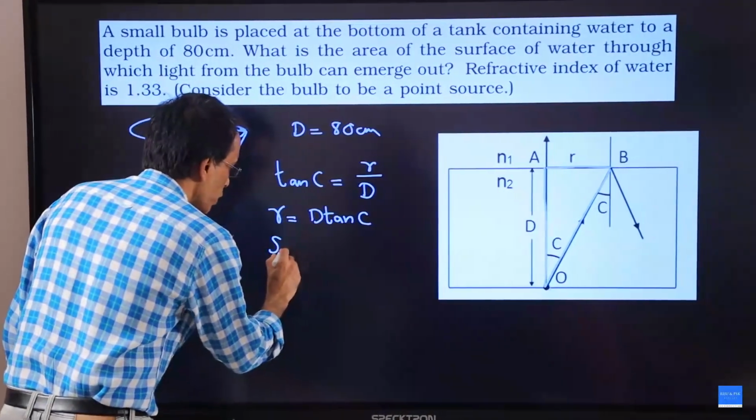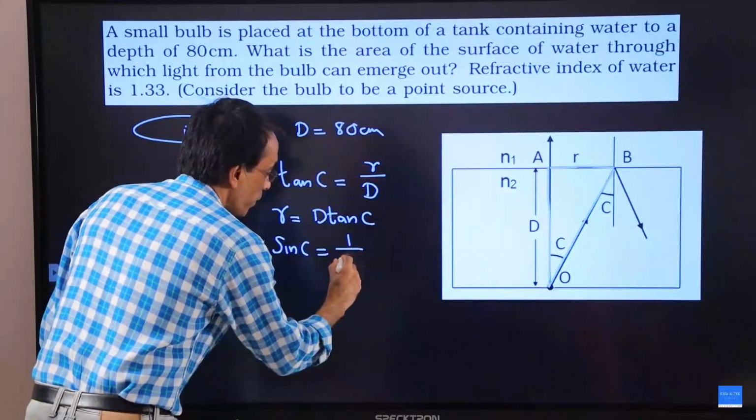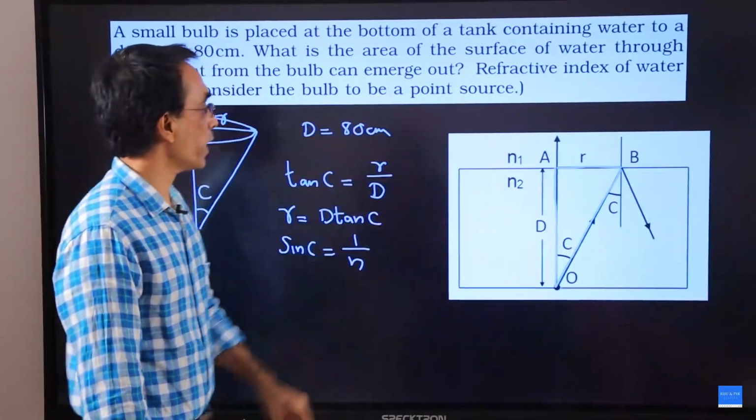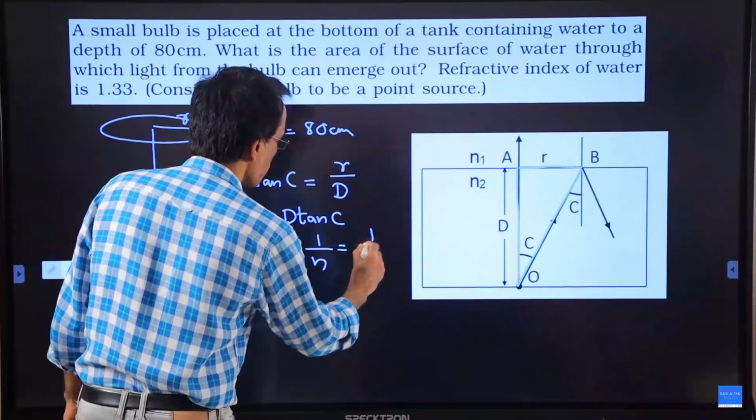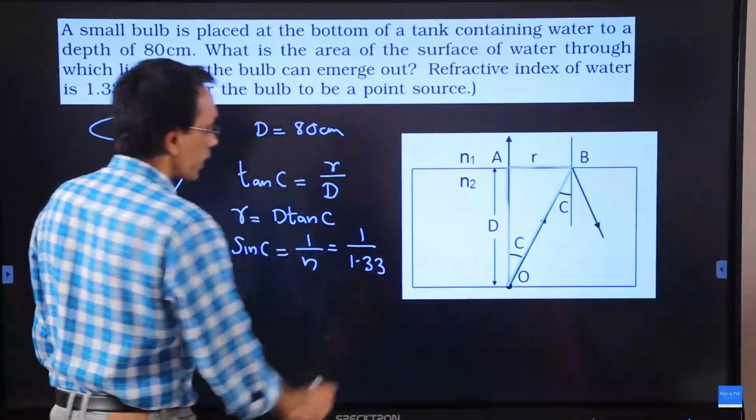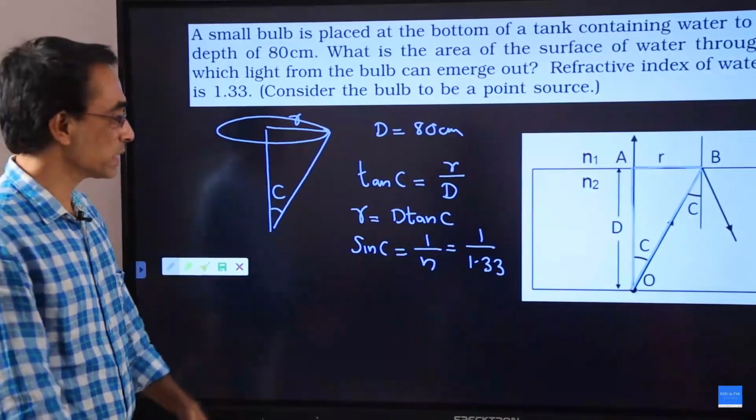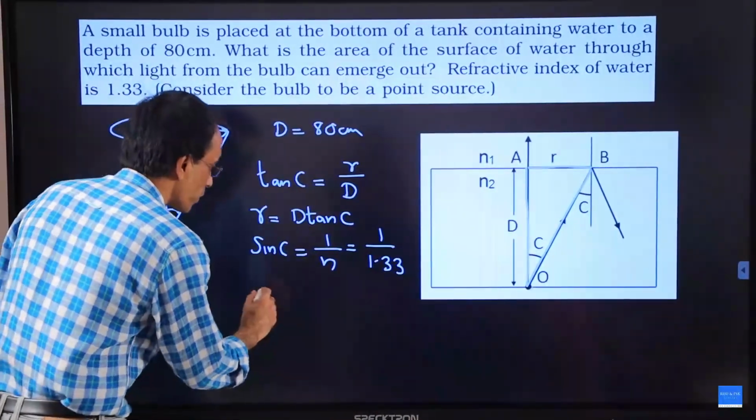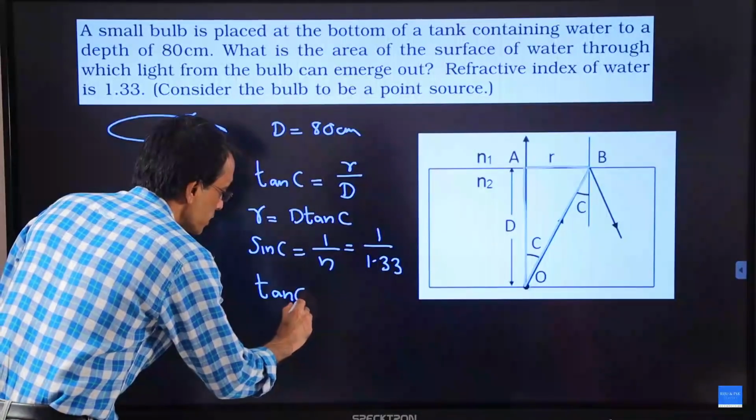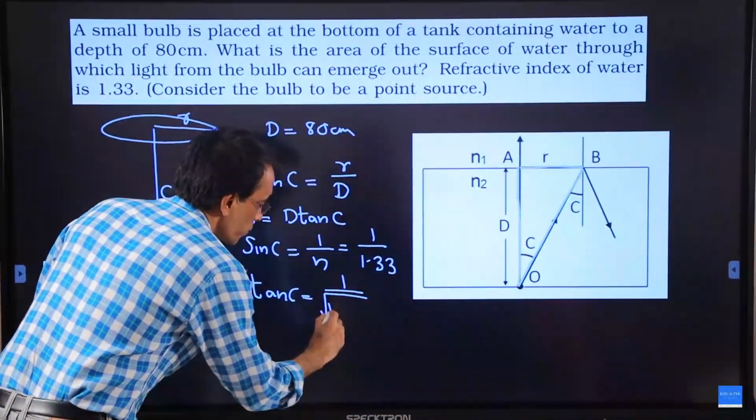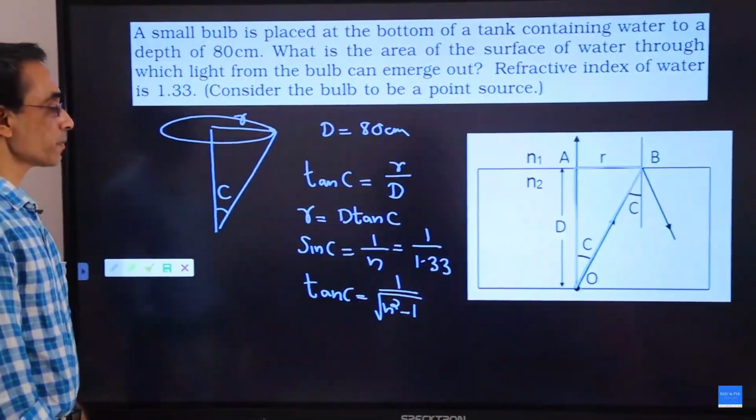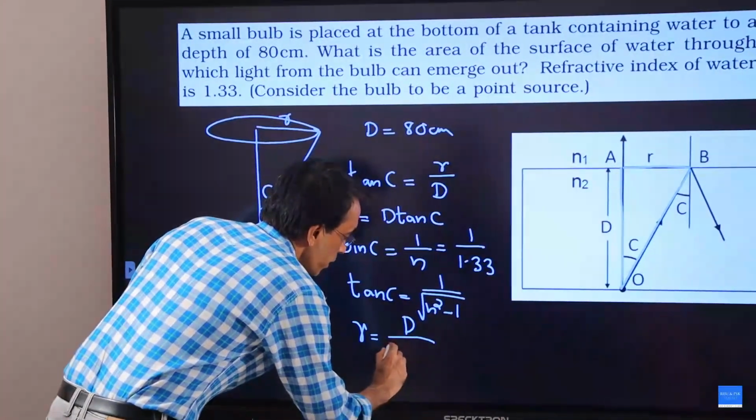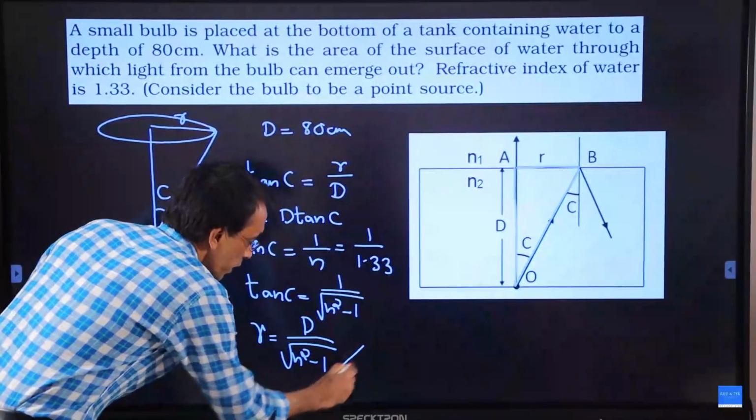Now I know sine of the critical angle is given by 1 by n, where n is the refractive index of the denser medium with respect to air, given as 1.33. So this gives you 1 by 1.33. Calculation is not easy without a calculator. Now from this I can substitute. If sin C is equal to 1 by n, then you can find tan C equal to 1 by root of n squared minus 1. So the radius will be equal to D divided by root of n squared minus 1.